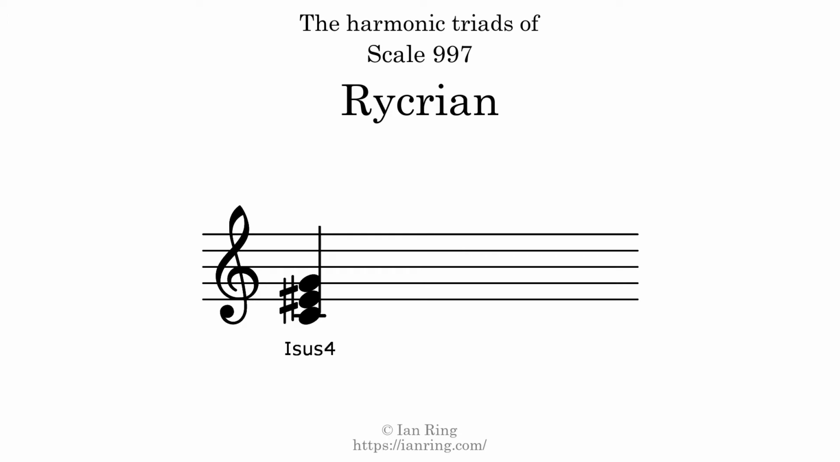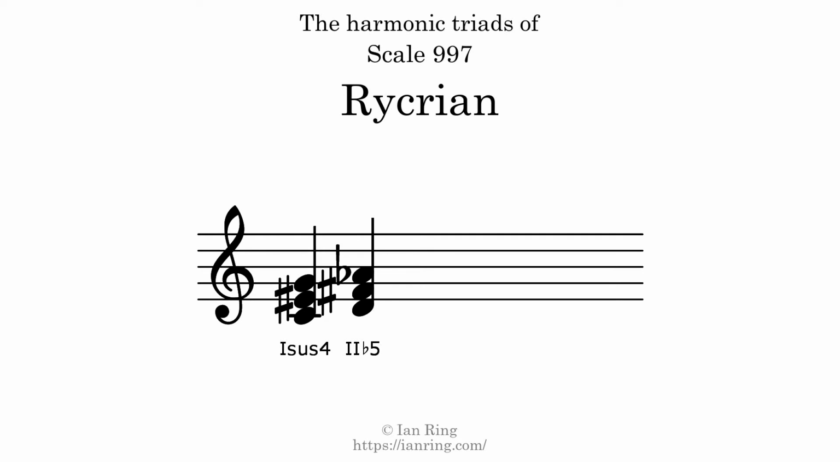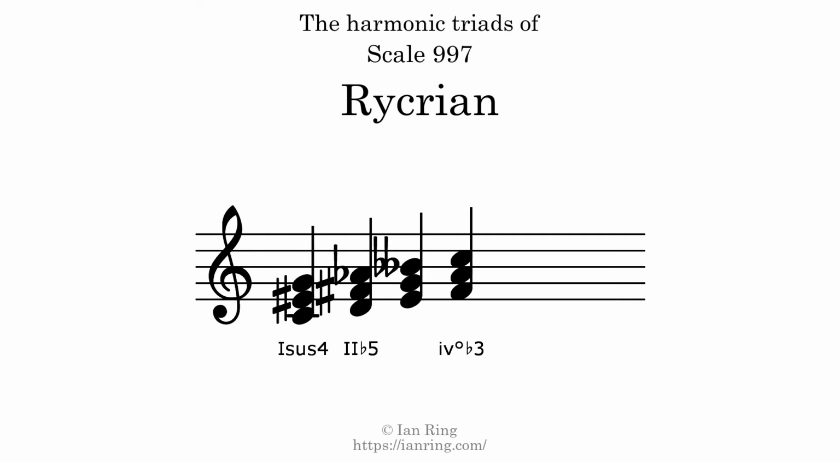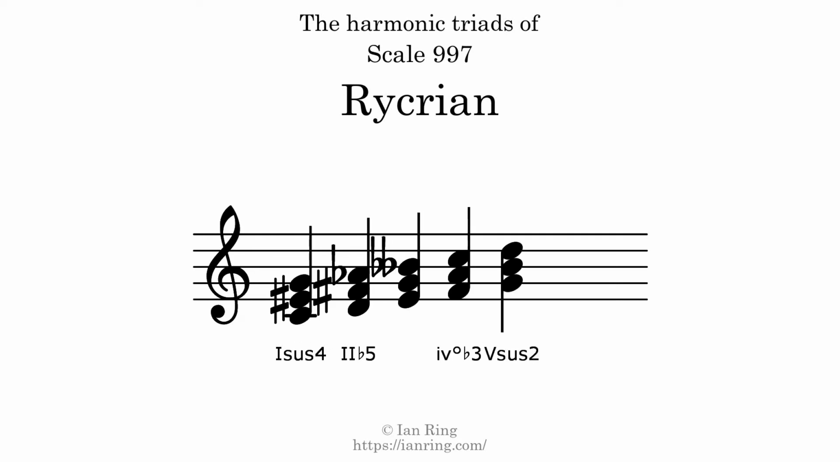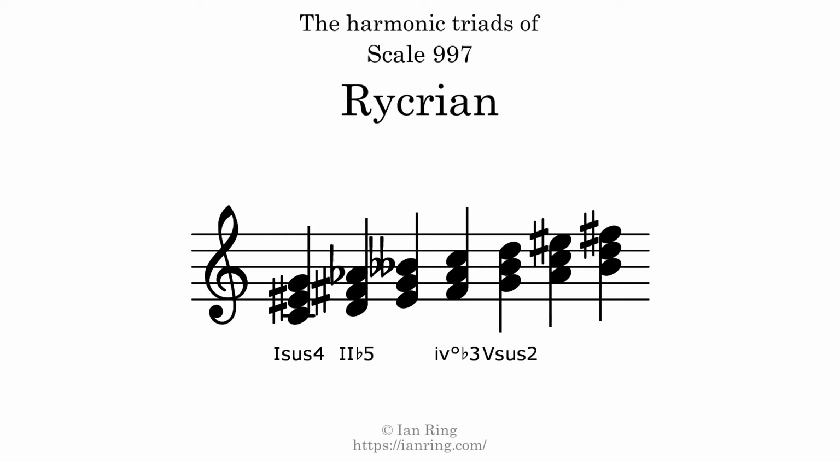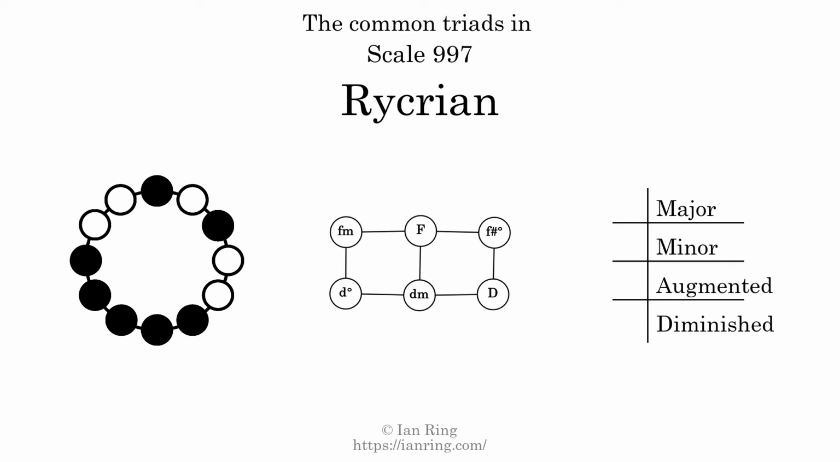Sus4, major flat 5, unnamed, diminished flat 3, sus2, unnamed, unnamed. Here are the common triads present in this scale. The diagram in the center is a graph of parsimonious voice leading between triads.